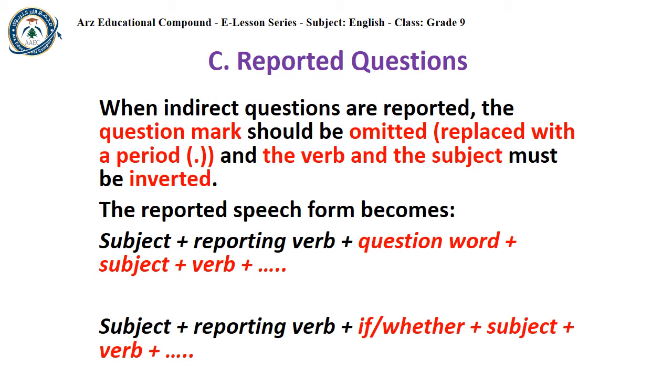How do we convert questions into the indirect speech? When indirect questions are reported, the question mark should be omitted and it's replaced with a period. The verb and the subject must be inverted. The reported speech form becomes subject plus reporting verb plus question word plus subject plus verb, or subject plus reporting verb plus if or whether plus subject plus verb.